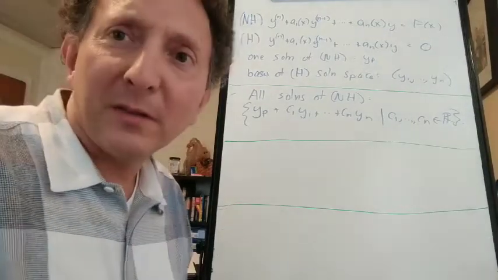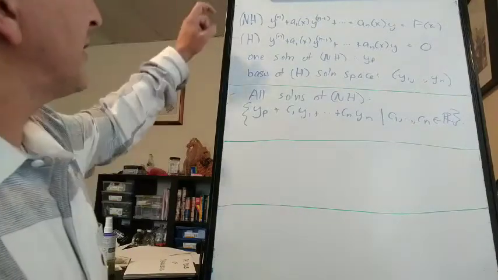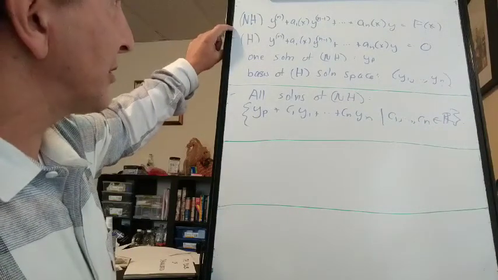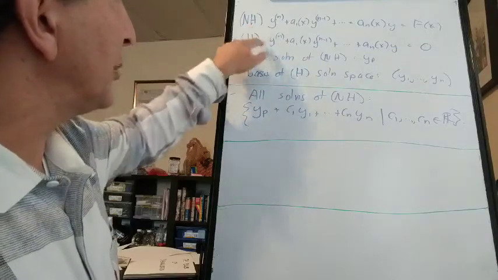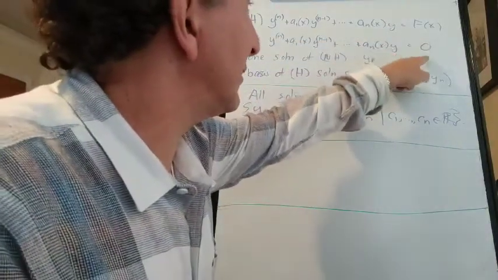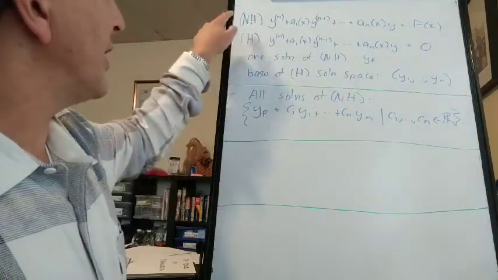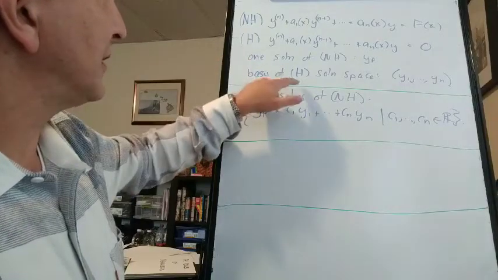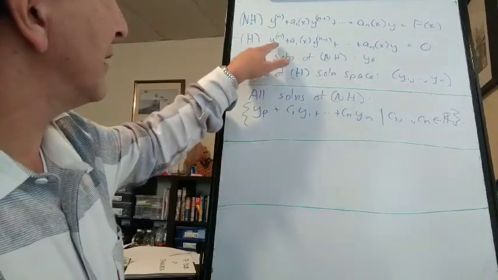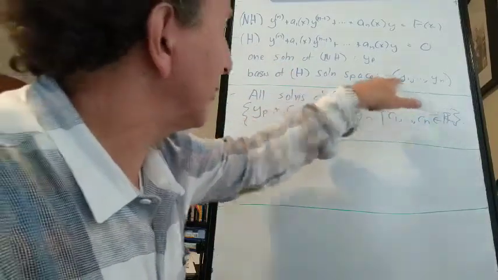Sorry, I ran out of space. So let me start the proof again. I'm saying that if we have this non-homogeneous differential equation and the homogeneous version, which is the same as the non-homogeneous except I changed the right-hand side to 0, and we have one solution yp of the non-homogeneous differential equation, and we have a basis of the homogeneous differential equation. This is a dimension n space, so here's a basis of n solutions.